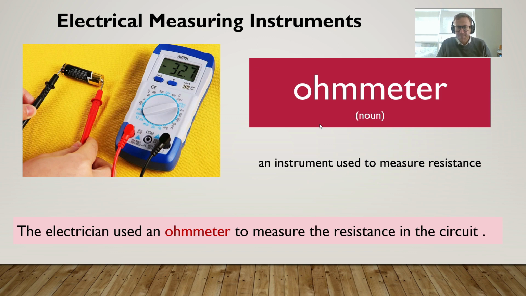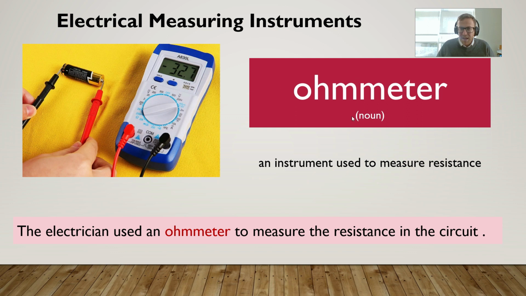Ohm meter. An instrument used to measure resistance. For example, the electrician used an ohm meter to measure the resistance in the circuit. As you can see in this picture, he's measuring the resistance in the battery.